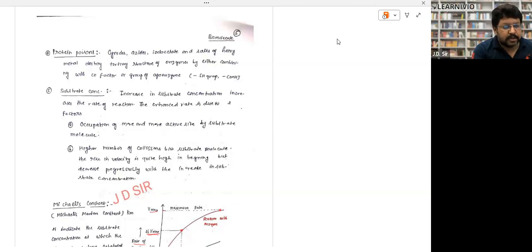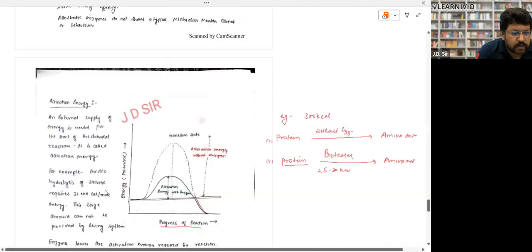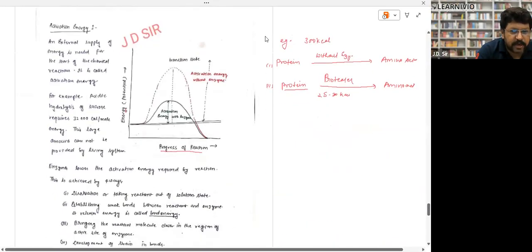This Michaelis constant is not required for you. Activation energy, you can understand. This is in your NCERT.